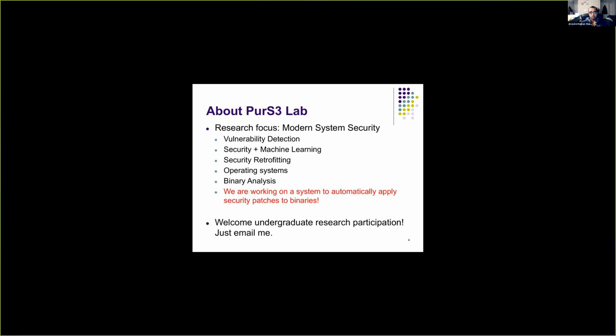So in PERS Lab, we focus on modern system security, where we pursue various research directions like vulnerability detection and security and machine learning. Basically, we try to use machine learning techniques for various system security problems. We also try to retrofit security to existing systems. We also work on securing operating systems, binary analysis. Actually, we are working on a system that can automatically apply security patches to the binaries. We welcome undergraduate research. So if you are interested in doing research in system security, please email me.